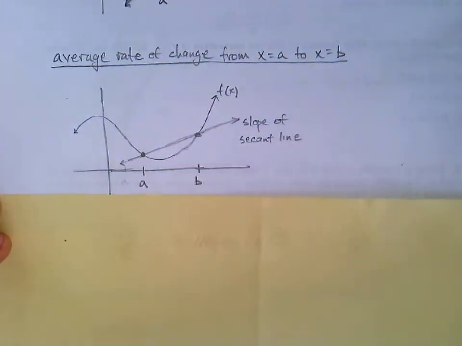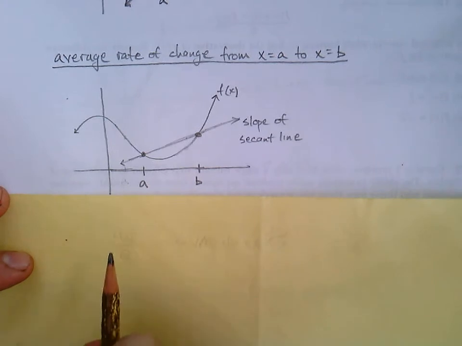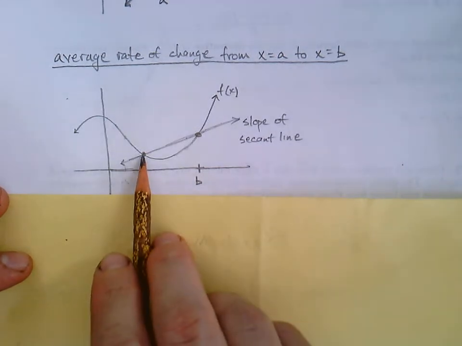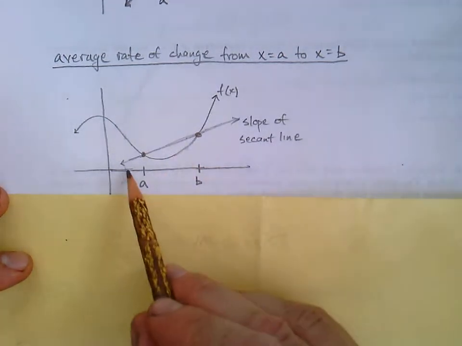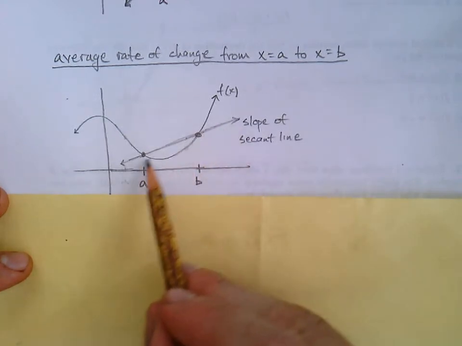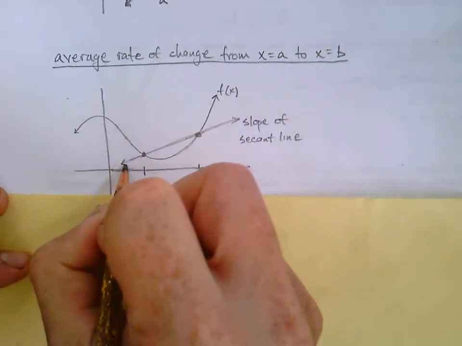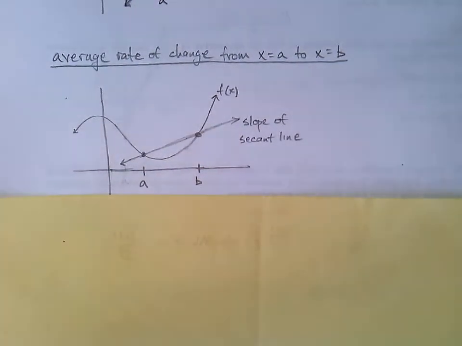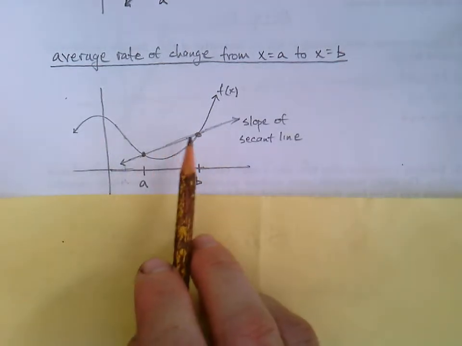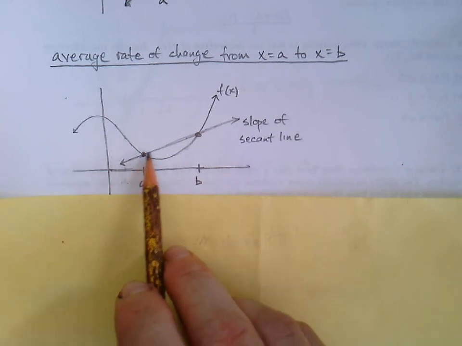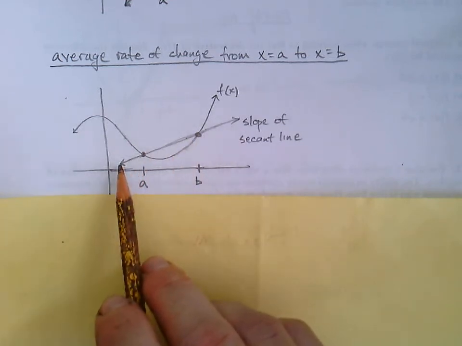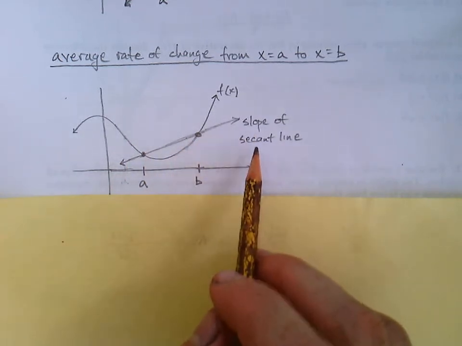So I've got a similar drawing, but now we haven't just marked off one location, we've got two, at a and at b, and we're just going to draw the line between those 2 points. If we wanted to know the average rate of change from one moment to the next, we could find the slope of this line. We refer to that line as a secant line.